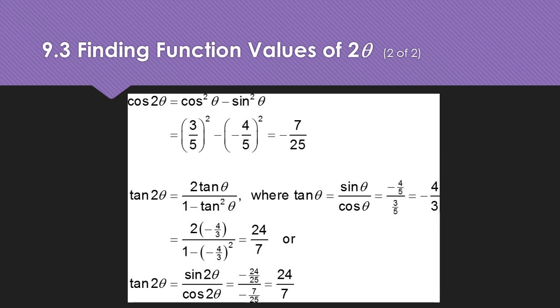And here we can use the other expressions as well. We've got the formula for cosine of 2 theta, and they chose one to use. And then you see for tangent of 2 theta, two different ways of finding that. Since we know the sine of 2 theta and the cosine of 2 theta, we can just use the fact that tangent is sine over cosine, or we can use the actual formula itself.